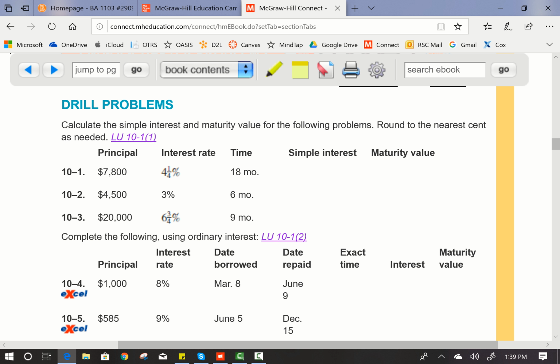And so this very first problem, we have $7,800 as our principal, and we have an interest rate of 4 1/4% at 18 months. We want to find out what the simple interest and the maturity value are for these three problems. So we'll start with the first one. And the first one, I'm going to still use the simple interest formula.